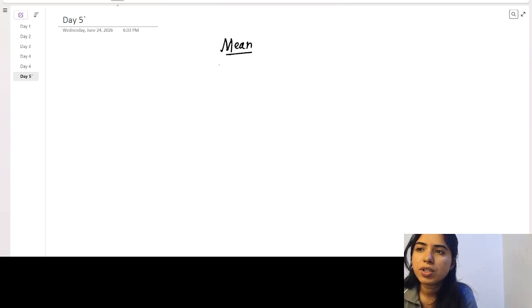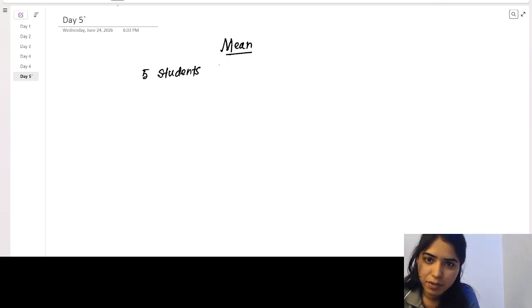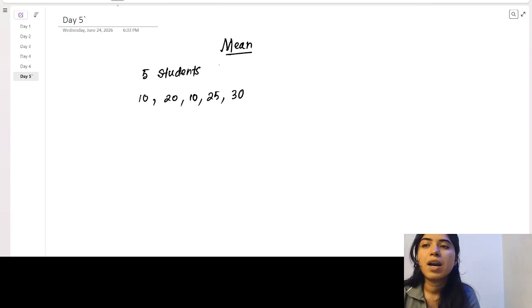So let's go for a simple example. Let's suppose I have 5 students and their scores. Now the 5 students have different scores. Out of 30, one of the students scored 10, then 20, again 10, then 25, and one student scored 30 out of 30. Now if I ask you what is the central tendency of this small data set, you will tell me the average.